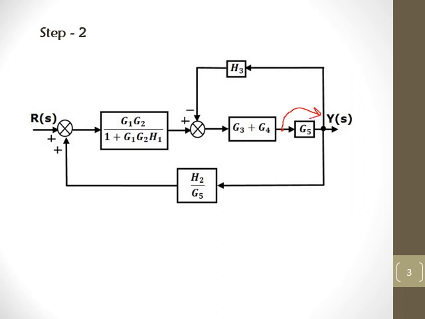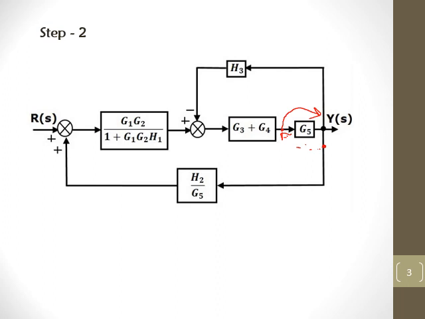Okay, so shifting of takeoff point after the block, we know that we have to add 1 by G5. So this is actually the path. Okay, so this path is previously at this point. You can check that initially this point is here, that is the takeoff point. So what we did, we have shifted that takeoff point after the block.